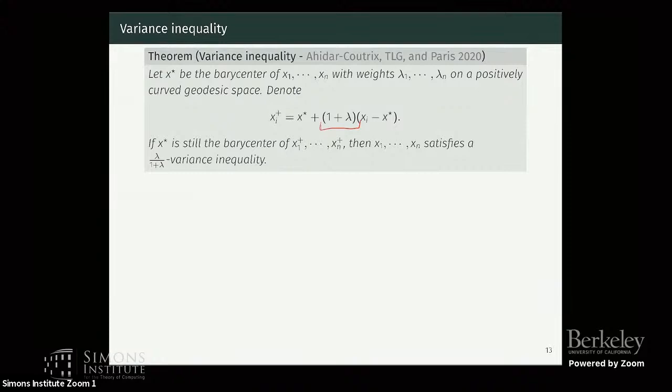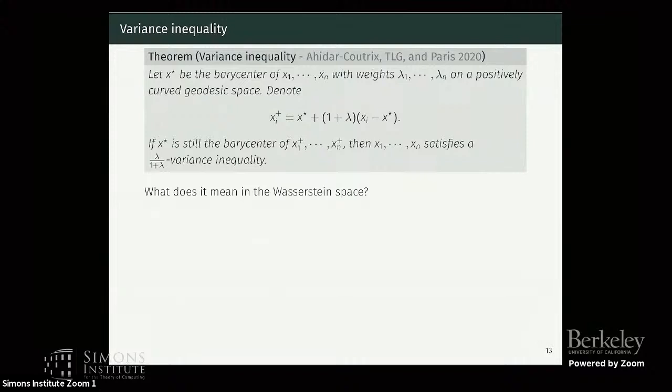And if the xi plus have the same barycenter x star, then I satisfy a variance inequality with constant lambda over 1 plus lambda. Okay, so now how does this translate for the Wasserstein space? What does it mean to be able to extend the geodesic for the Wasserstein space? So it's pretty easy to check.